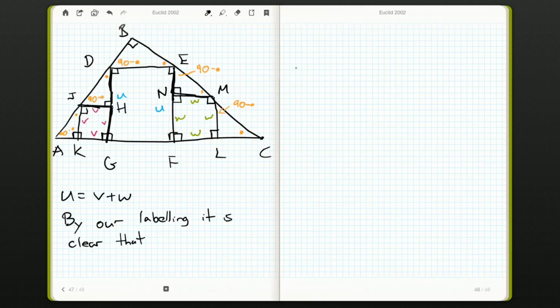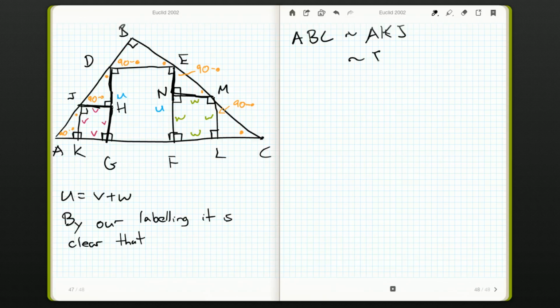Okay, so we'll make a big list. So, of course, the big triangle ABC, and it's similar to, well, let's go down the list. So, similar to AKJ, it's similar to JHD, similar to DBE, similar to ENM, similar to MLC, but that's actually not all.